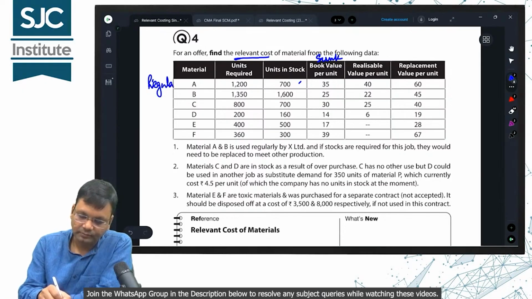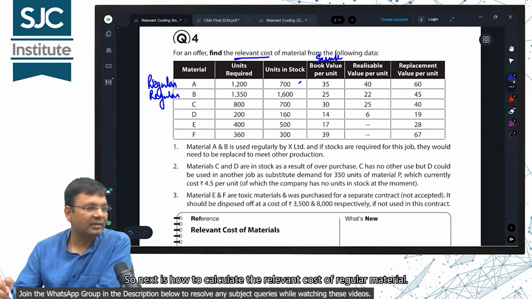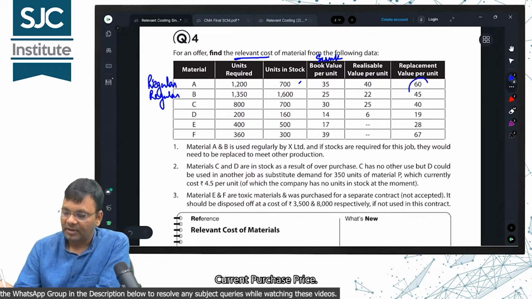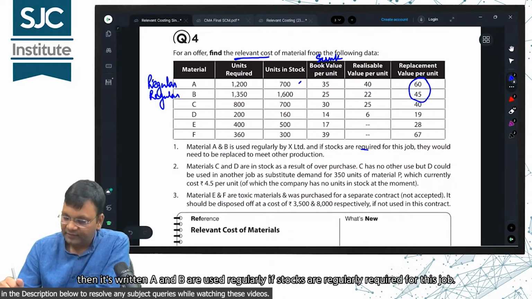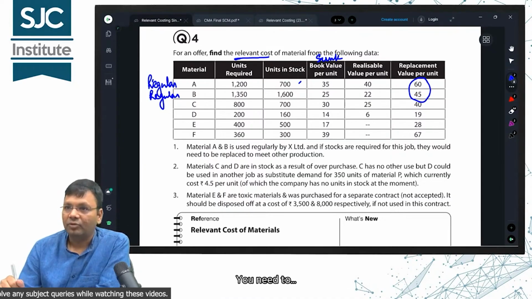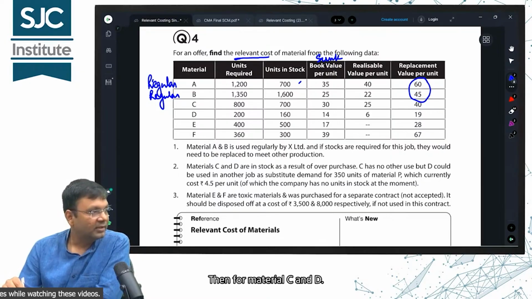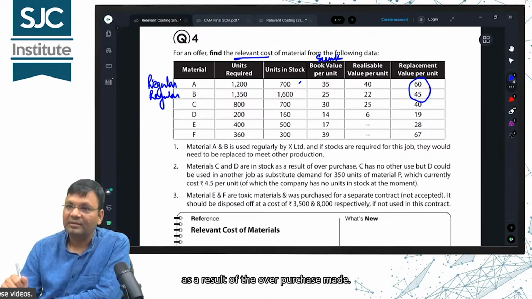It is regular. So next is how to calculate the relevant cost of regular material. Current purchase price. This one. Then it's written A and B are used regularly if stocks are regularly required for this job. They would need to be replaced to meet other production. You need to immediately make a purchase. Then for material C and D, materials C and D are in stock as a result of the over purchase made.